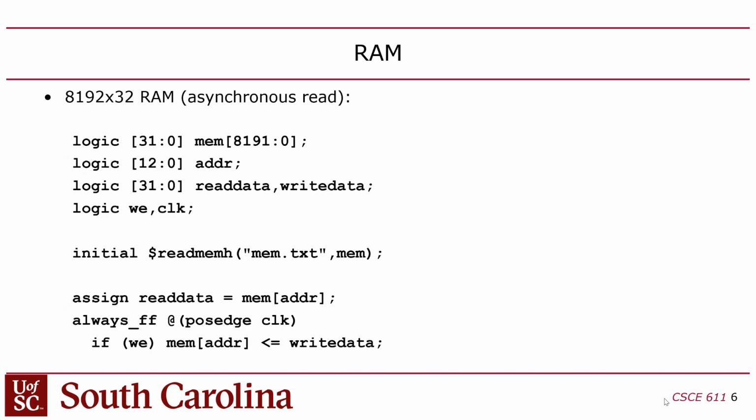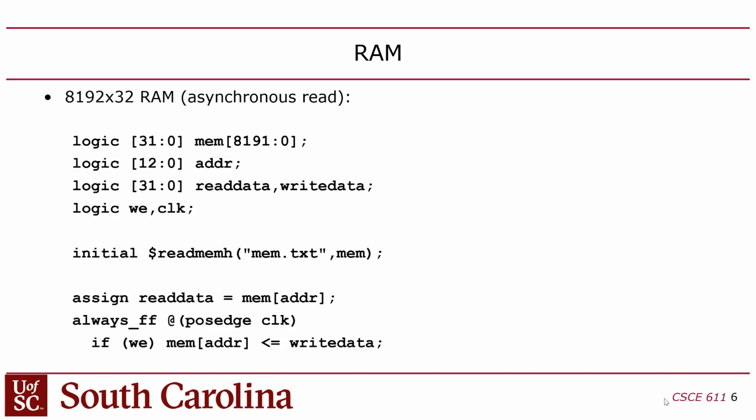So here's an 8192 by 32 RAM. This has an asynchronous read. So the number of bits is going to be the log base 2 of 8192, which is 13 bits. So the address is 12 down to 0. And you'll notice that the reason it's asynchronous is because of this assign line. So I assign the read data outside of the clocked logic. So anything inside this always is going to be clocked or synchronous, right?